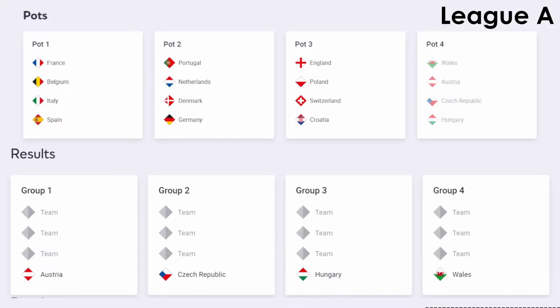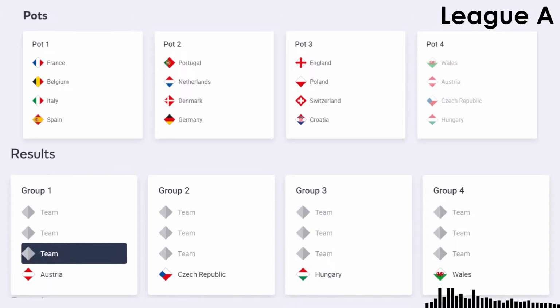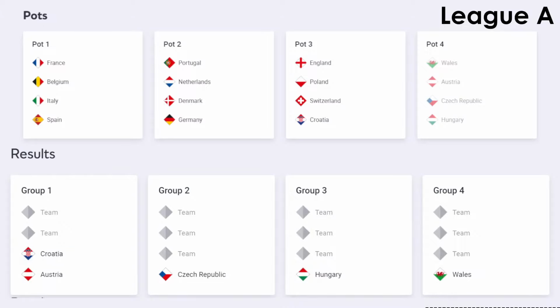So Croatia on Group 1. Switzerland on Group 2 with Czech Republic, they are going to play. Switzerland and Czech Republic on Group 2, and Croatia and Austria on Group 1.